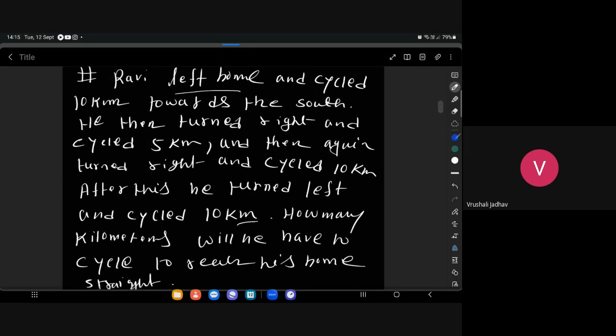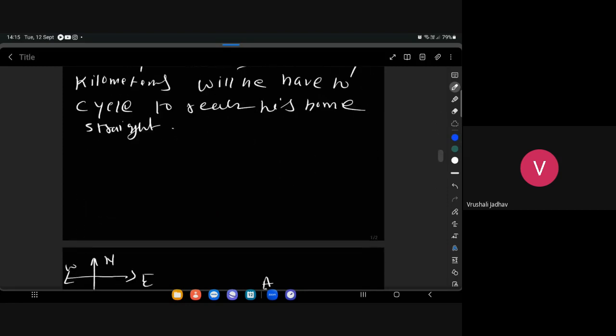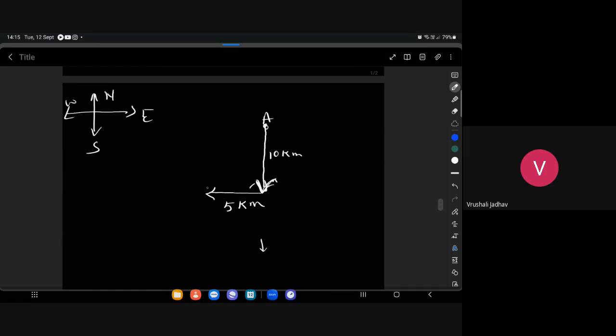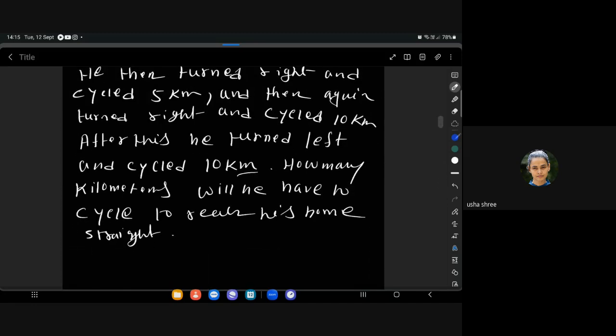And then again turned right and cycled 10 kilometers. Again turning right means up or down? Up, north. Because this is your face, you are facing towards this side, and these are your hands. So this is the right hand. Right side means this one. So 10 kilometers.